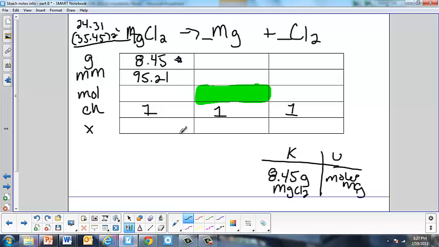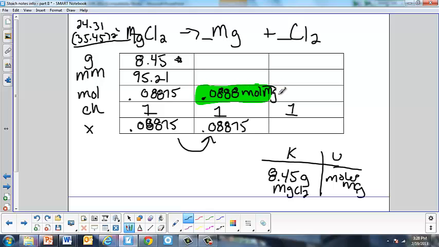So we're going to start at 8.45. We're going to divide going down the chart. We're going to take it over here. We're going to multiply coming back up. So I take 8.45 divided by 95.21. I get 0.08875. Now you don't even have to be really great at math to figure out that it's just going to all be ones. So let's say we then divide that by 1. It's going to be 0.08875. We carry this over, 0.08875. Now we only want 3 significant figures in our answer, so this is going to round to 0.0888, and it's going to be moles of magnesium. Okay, and that's it, 3 sig figs.